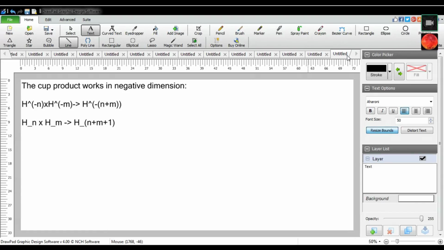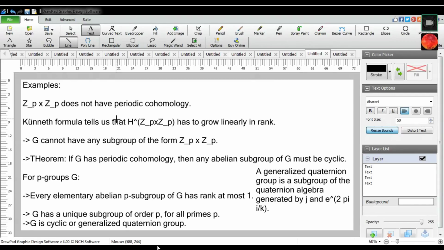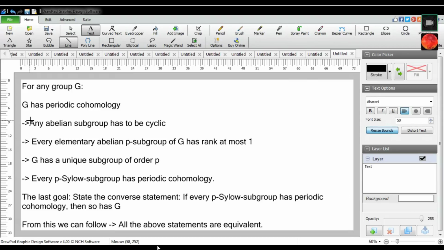And from this, we got some nice properties. But the really important property is this one. The important property is that G has periodic cohomology if and only if any abelian subgroup is cyclic. This is a really strong theorem, and from this we can immediately rule out some nice groups. For example, symmetric groups or any other groups that have abelian subgroups that aren't cyclic.